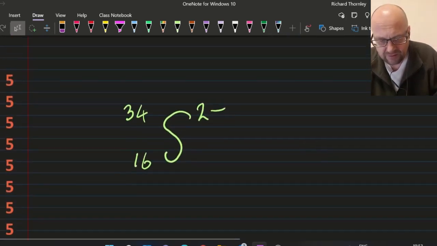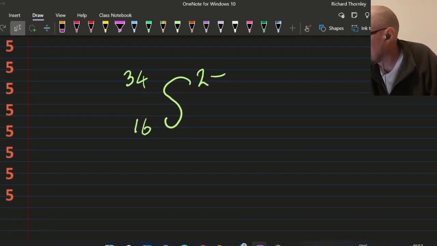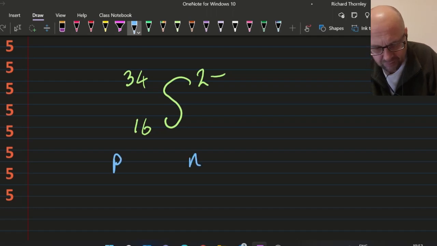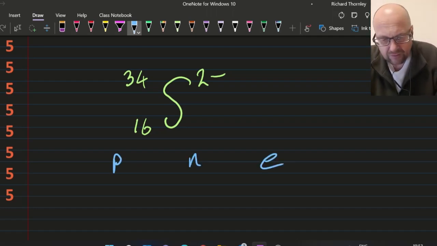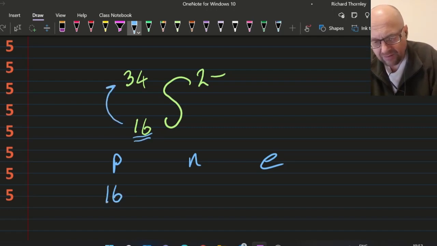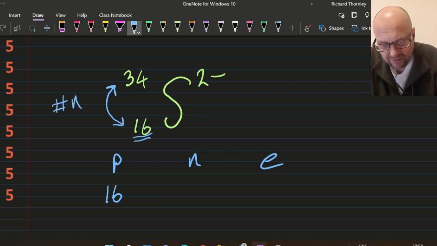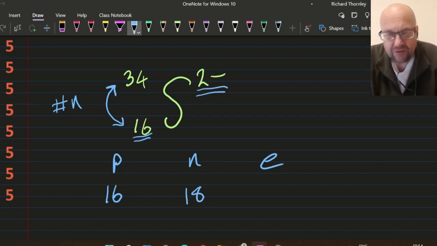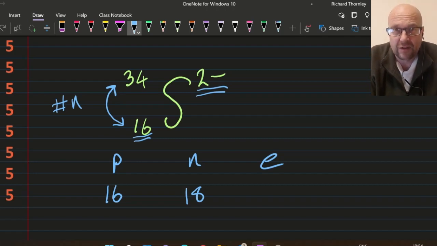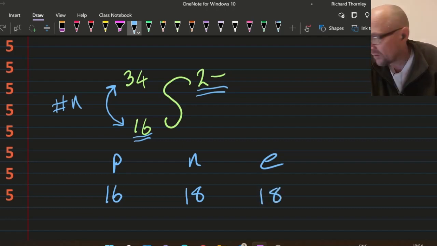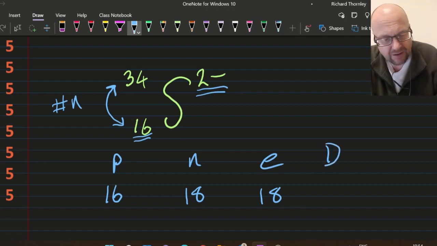What's correct for sulfur? Well, let's have a look. We've got protons, neutrons, electrons. So the small number is the atomic number, and that's always the protons, so that has to be 16. The difference is the number of neutrons, so that's going to be 18. And because it's got a 2- charge, that means the sulfur has gained 2 electrons since it was an atom. So it used to have 16 electrons, but now it's got 18 electrons. So it's 16, 18, 18, which is D. 5 is D.